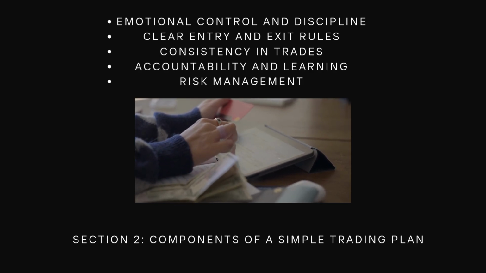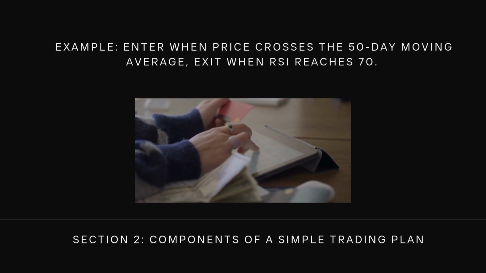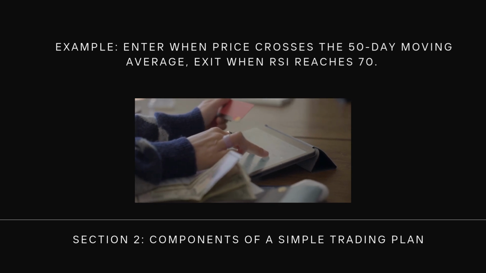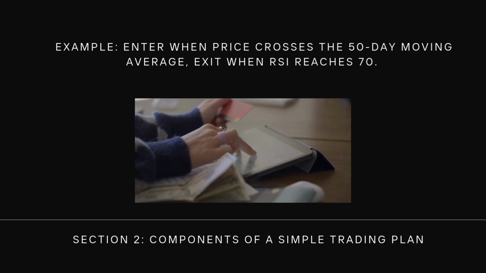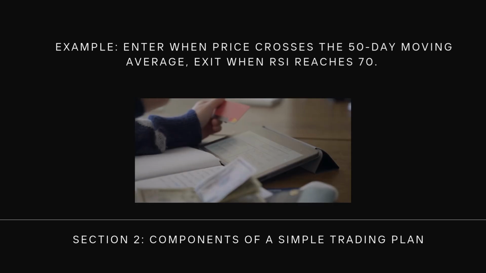Develop entry and exit rules. Entry signals. Use technical indicators like moving averages, RSI or MACD, or fundamental events. Exit rules. Predefine profit targets and stop-loss levels. Example: enter when price crosses the 50-day moving average, exit when RSI reaches 70.